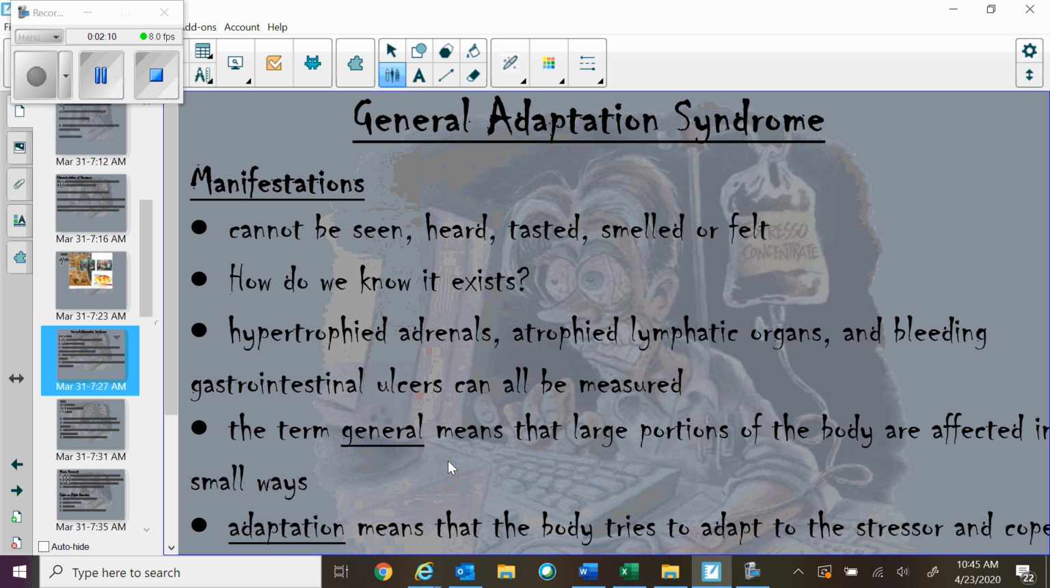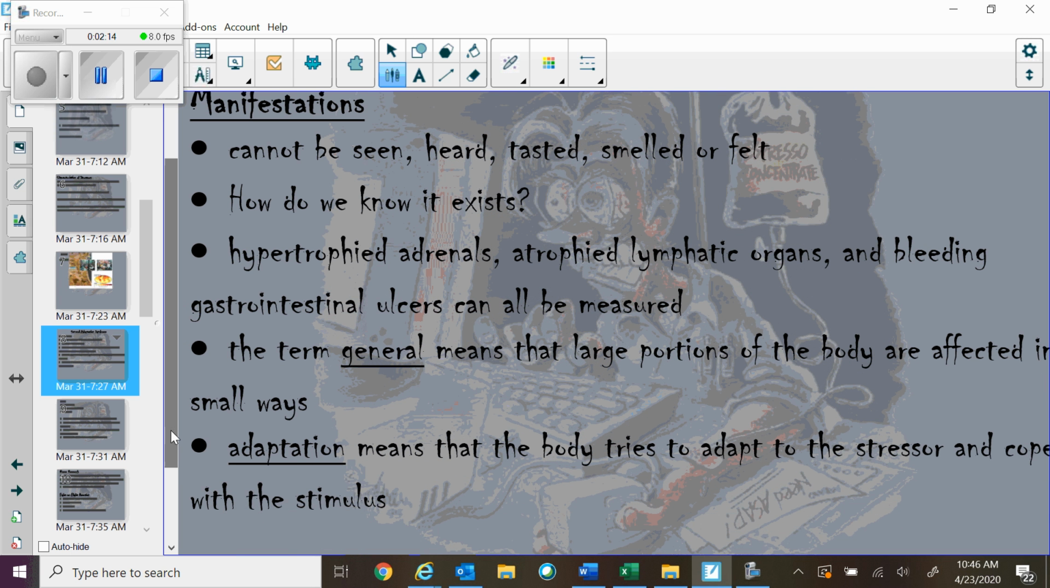The adaptation portion of this means the body tries to adapt. So in acute stressors, we talked about adrenaline release. That's that fear stressor. But long-term stress, something that doesn't have any closure, like this virus, not knowing anything about what's going on, it makes it tough.